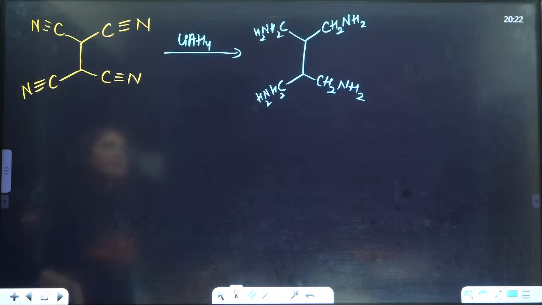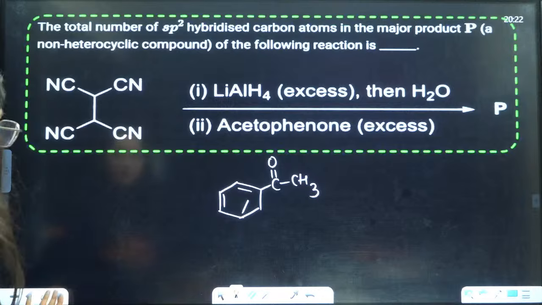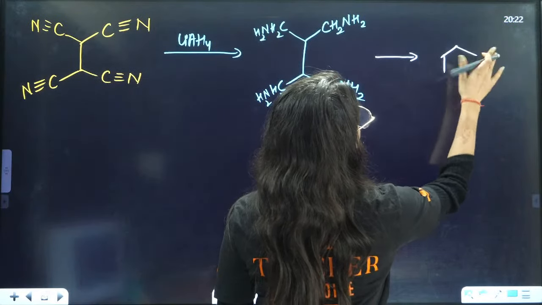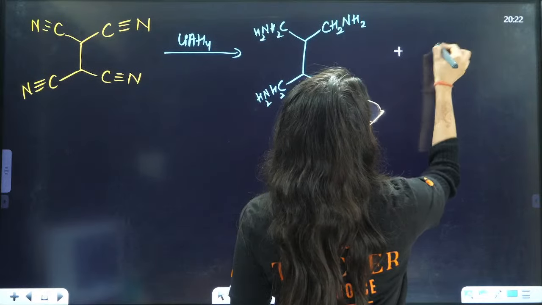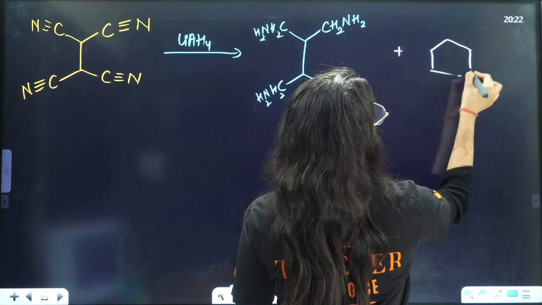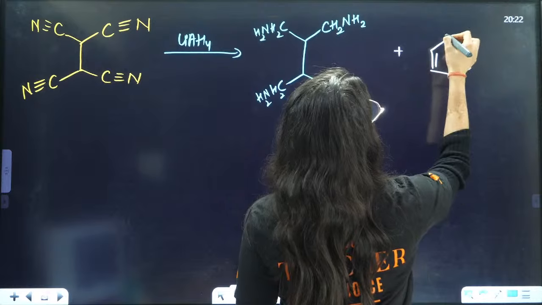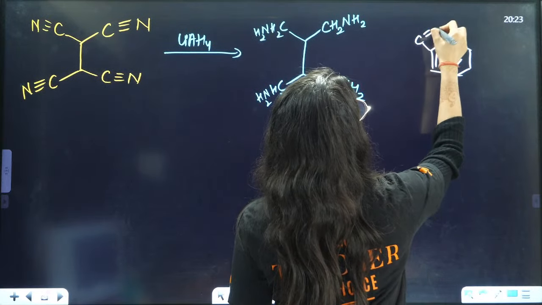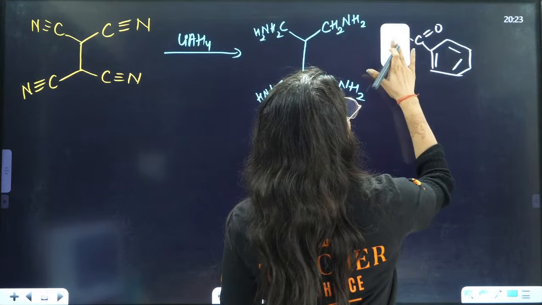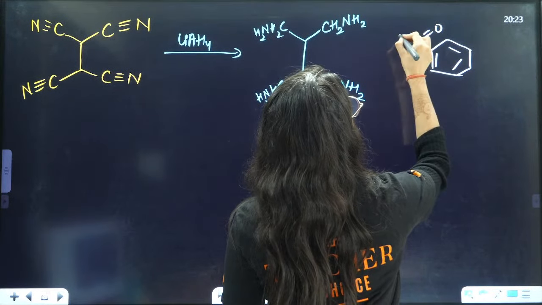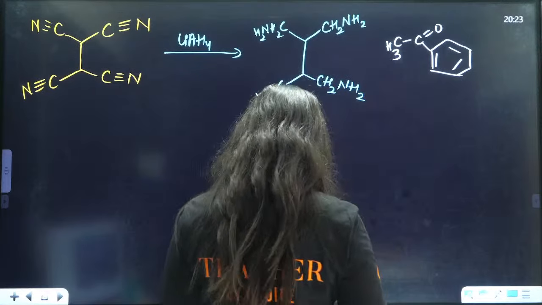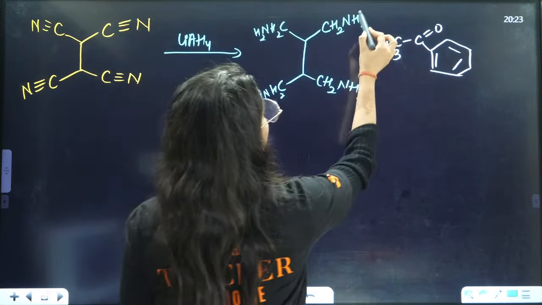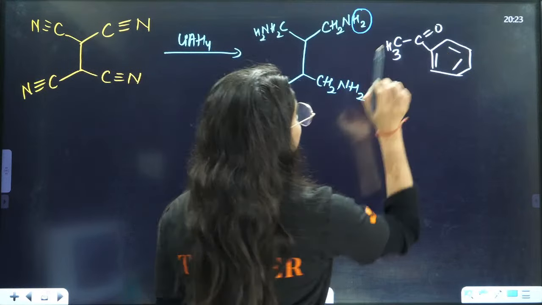Any idea? So I'll draw it here only. This is acetophenone, C double bond O CH3. What will happen basically? The two hydrogens here, and this is the same.